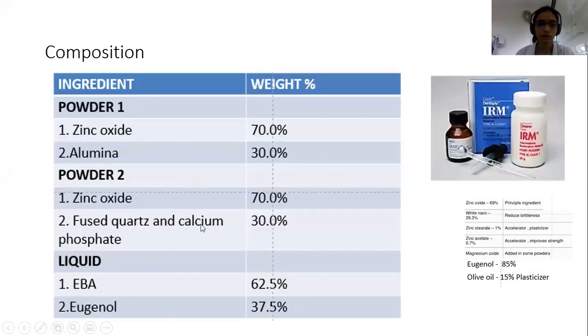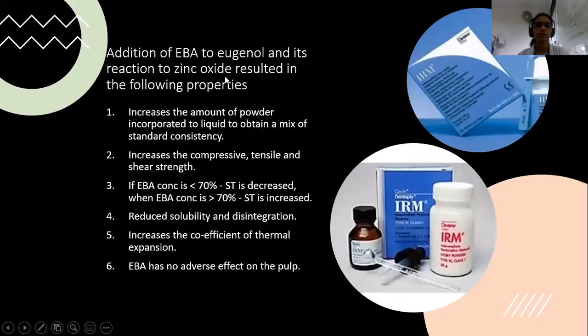So coming to the composition of EBA modified zinc oxide eugenol, the liquid has 62.5% EBA and 37.5% eugenol. The filler in the powder can either be alumina 30%, or fused quartz, or calcium phosphate, which is 30%, and the other constituent is zinc oxide. The advantage of adding EBA to the zinc oxide eugenol is that it increases the amount of powder incorporated into the liquid to obtain a mix of standard consistency.